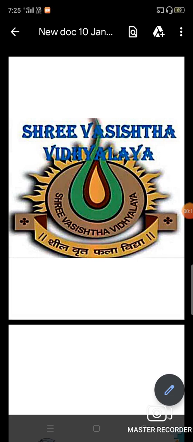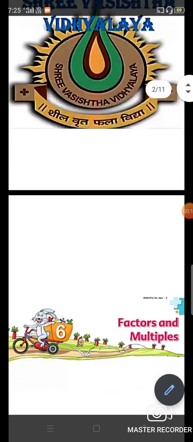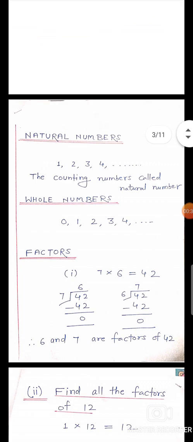In today's lecture, I will explain to you about factors and multiples. This is the sixth chapter in your textbook. Before starting this, I would like to introduce you to natural numbers and whole numbers.